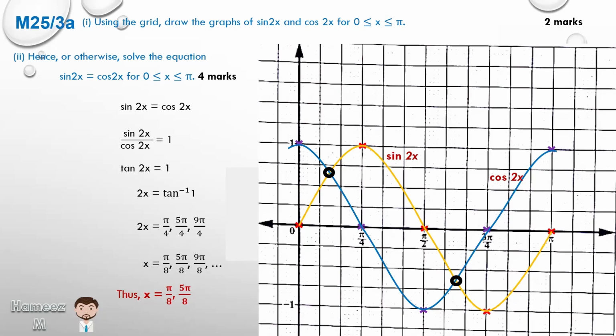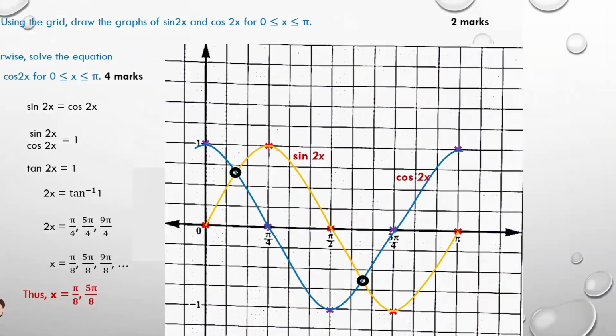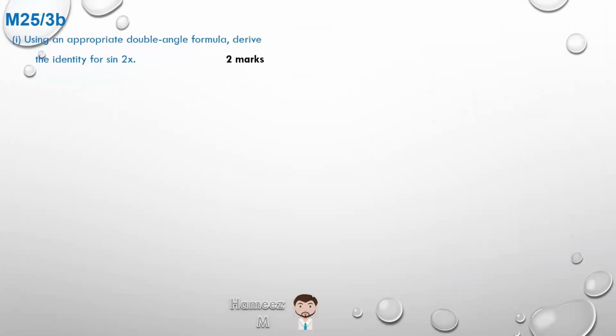So it could have also been read out from the graph as well, without having to do this working. Let's move on now. We're still in that section 2 topic, which has only one question in paper 2, in number 3. So part B, using an appropriate double angle formula, derive the identity of sine 2x.